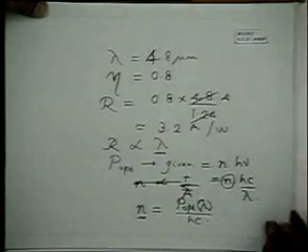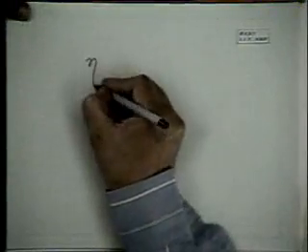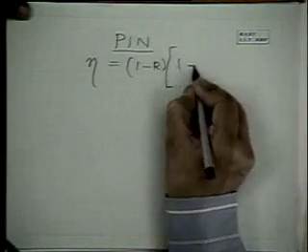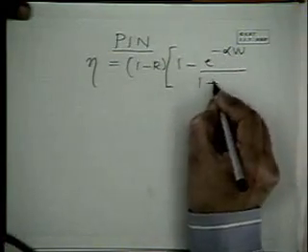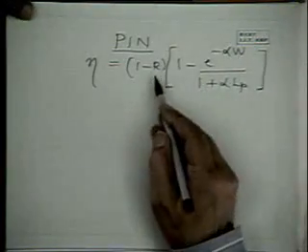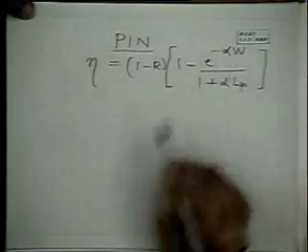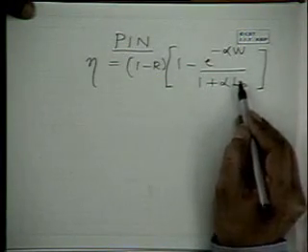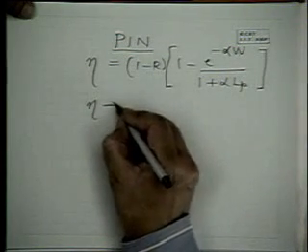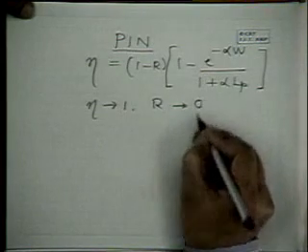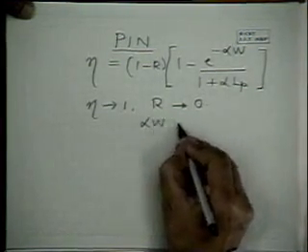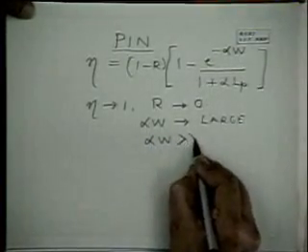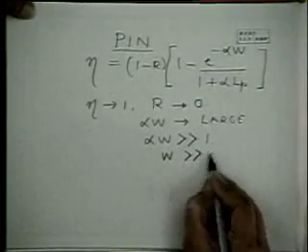Okay, last time what I had calculated was that for a PIN diode, eta is given by an expression where R is the reflection coefficient, W is the width of the intrinsic layer, alpha is the absorption coefficient at a given wavelength, and LP is the minority carrier diffusion length of holes in the N-type region. So for eta tending to 1, we want R to go to 0, and we want alpha W to be large. So alpha W should be much larger than 1, or W should be much larger than 1 by alpha. Okay, so this is one.